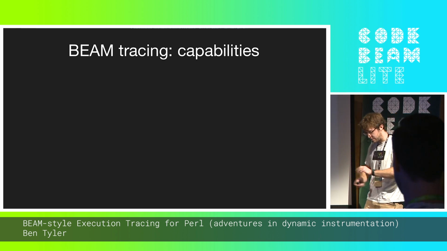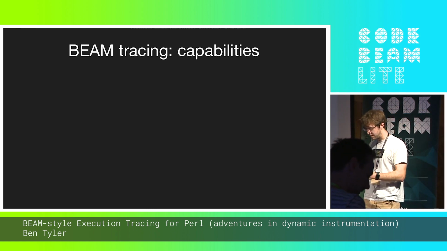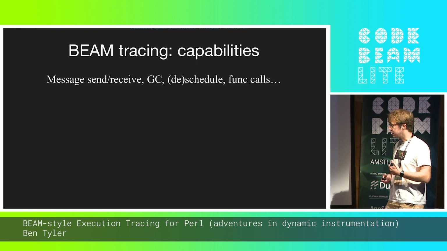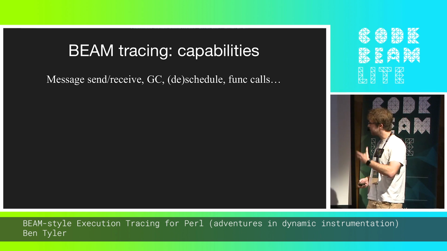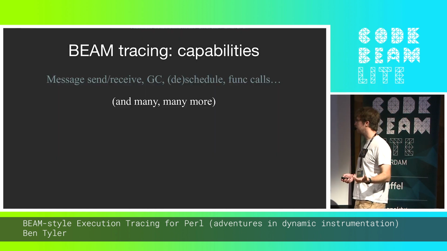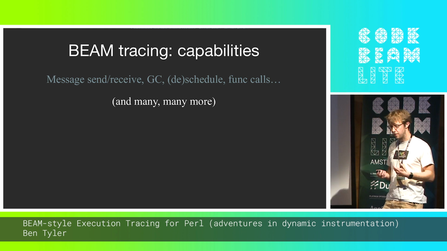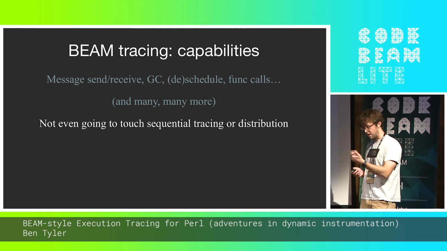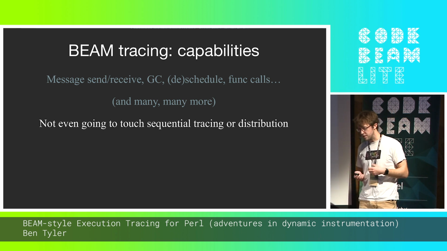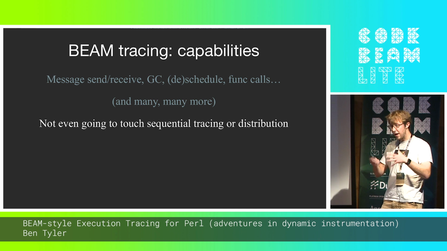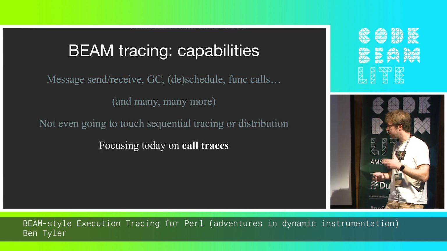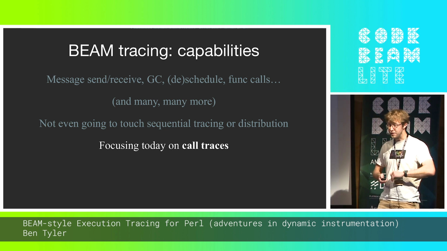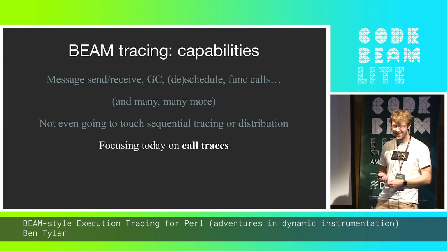So just to make sure we're on the same page about this, BEAM tracing does a lot of stuff. It's really comprehensive. You can look at message sends, message receives, garbage collections, scheduling events, function calls, and all kinds of other stuff. I'm not even going to get into looking at sequential tracing or messages that are flowing through distribution. So there's a lot of things that tracing can do for you on the BEAM. Today I really want to focus in on function call traces, because that was the thing I can most reasonably approximate in the Perl interpreter.